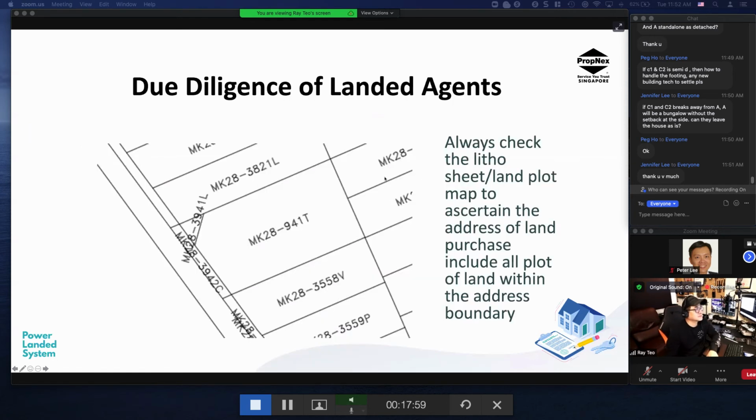Due diligence of landed agents. This is one of my experiences. This landed property was transacted by me quite a number of years ago. Quite a number near Simei. Or near, I can't even remember the road name already. But of course, if I check the MK number.